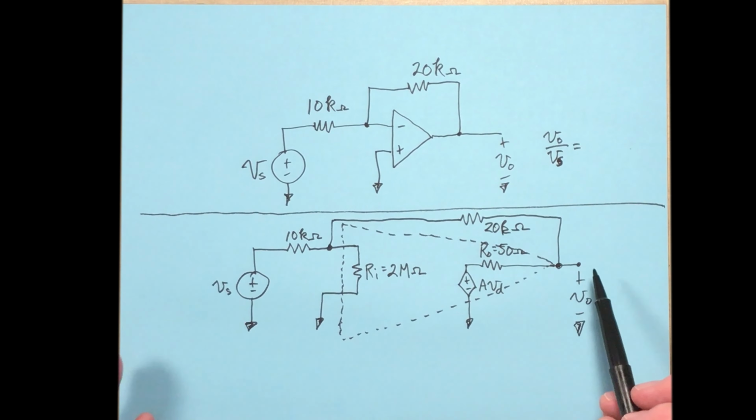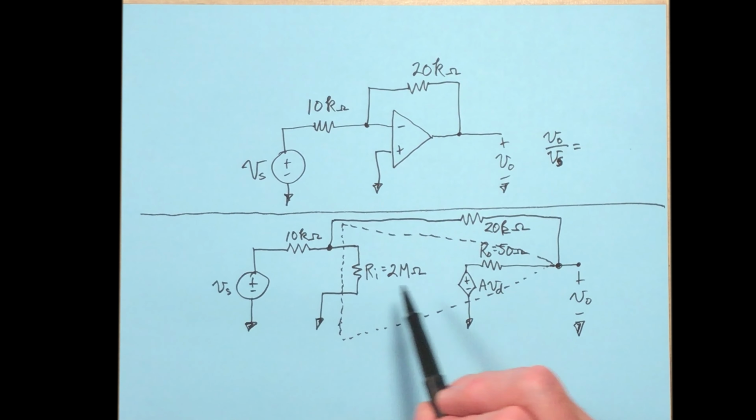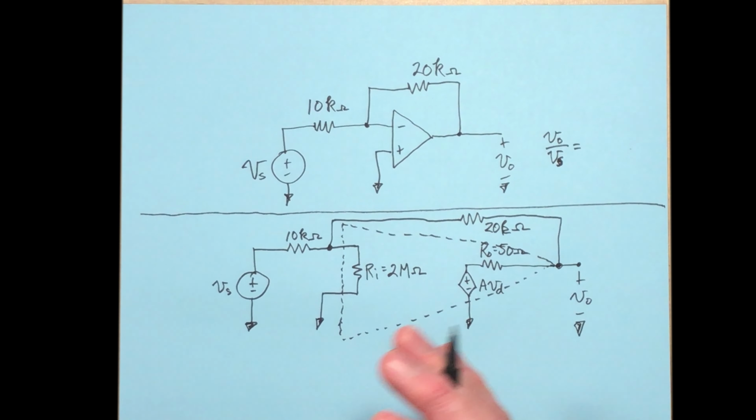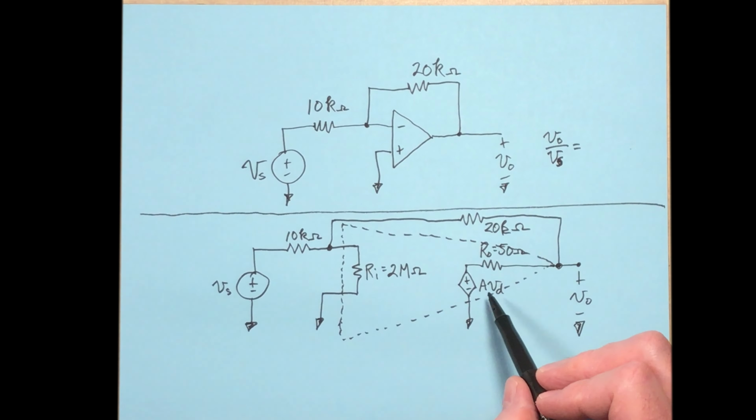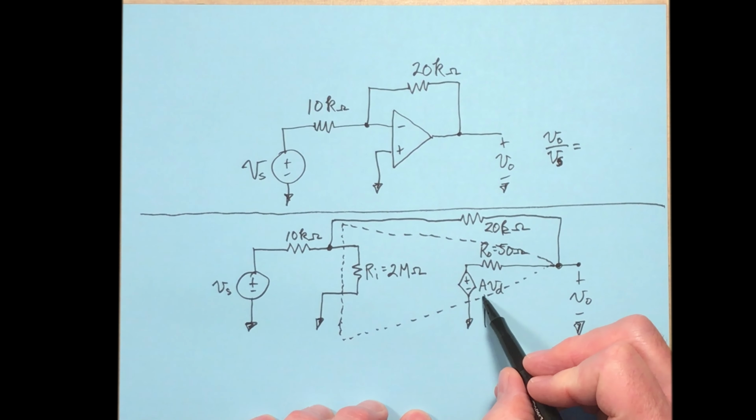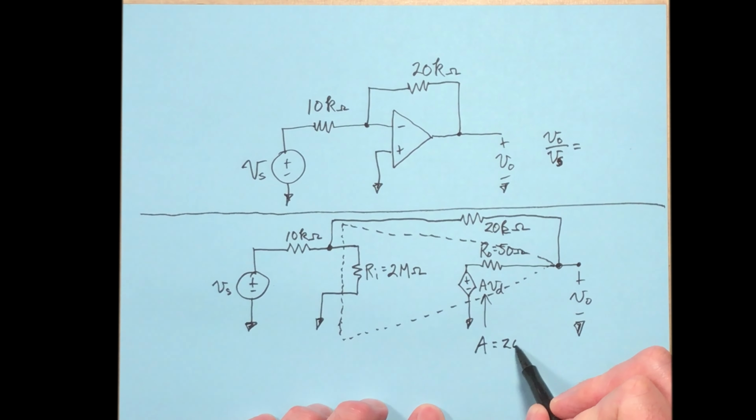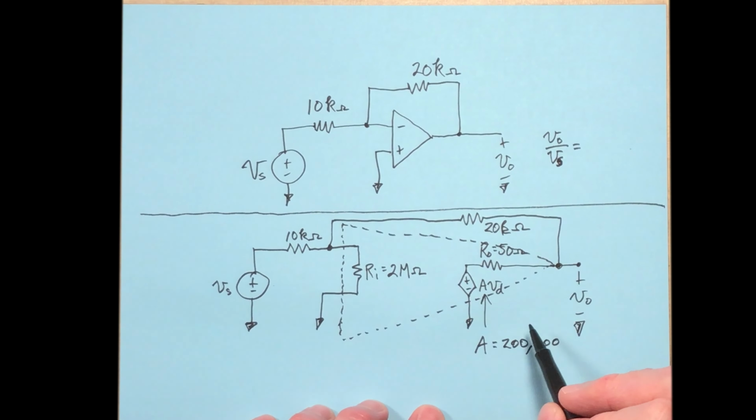All right, now every device that you see here is something that you've seen before, and you should be able to figure out what the output is in terms of the input pretty straightforwardly. Now the A is the open loop gain. Let's give that a typical value. So let's say A is equal to 200,000. Typical open loop gain. It falls within the range.